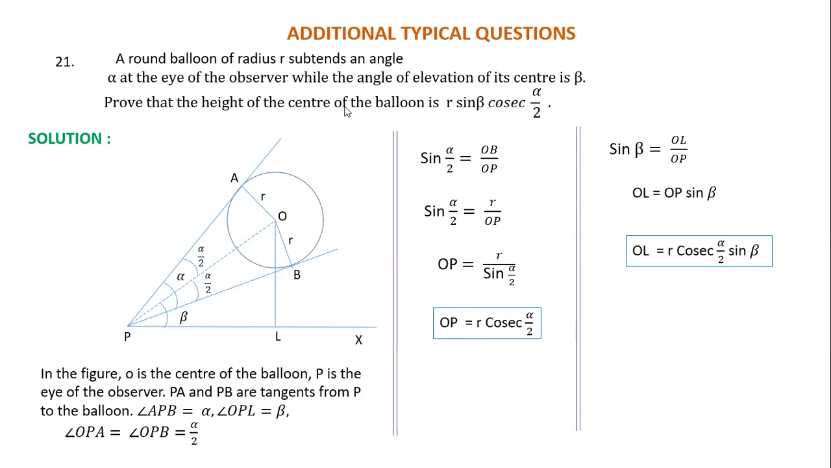So height of the balloon, height of the center of the balloon. This is the center of the balloon, and this is the height OL. So the height of the center of the balloon is R cosec alpha by 2 sine beta.